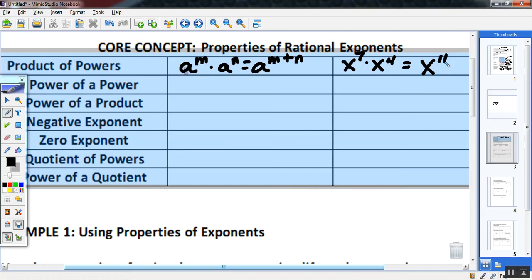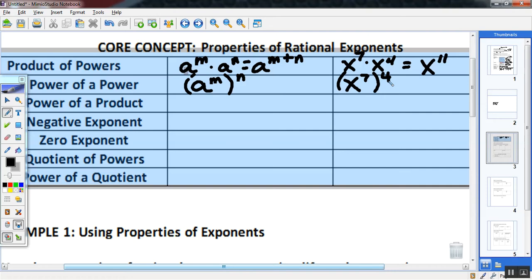Okay. The next one, what's it say? Power of a power. All right, here's what this is saying. It's like saying, what if you had a to the m, but then you took it to the nth power? So in other words, let's use that example. What if you had x to the 7th to start with, and you put that whole thing in parentheses, and I said, take that to the 4th power? That's like saying take x to the 7th times itself how many times?